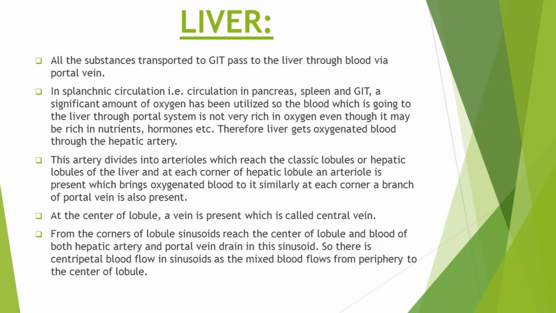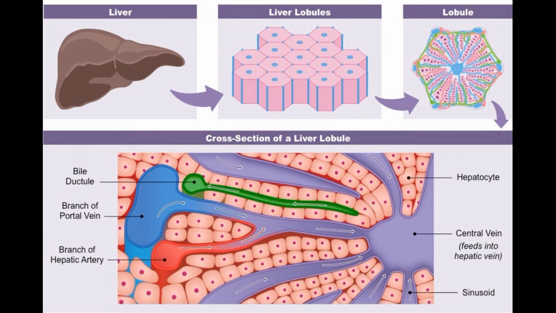This hepatic artery divides into arterioles, and these arterioles reach the hepatic lobules of the liver. At each corner of the hepatic lobule an arteriole is present, which is bringing oxygenated blood to the hepatic lobule. There is also a branch of the portal vein at the corner of the hepatic lobule, which is bringing nutrient-rich blood to the lobule. The hepatic lobule is actually the anatomic unit of the liver.